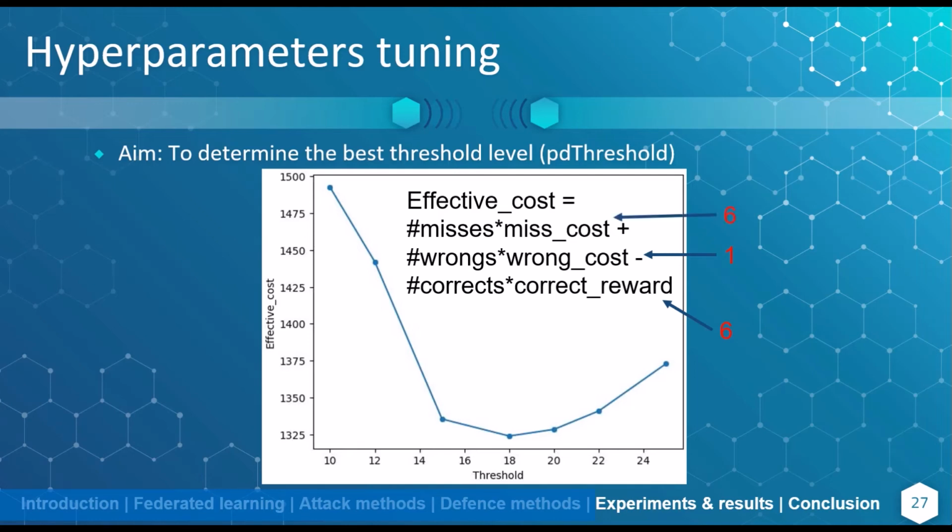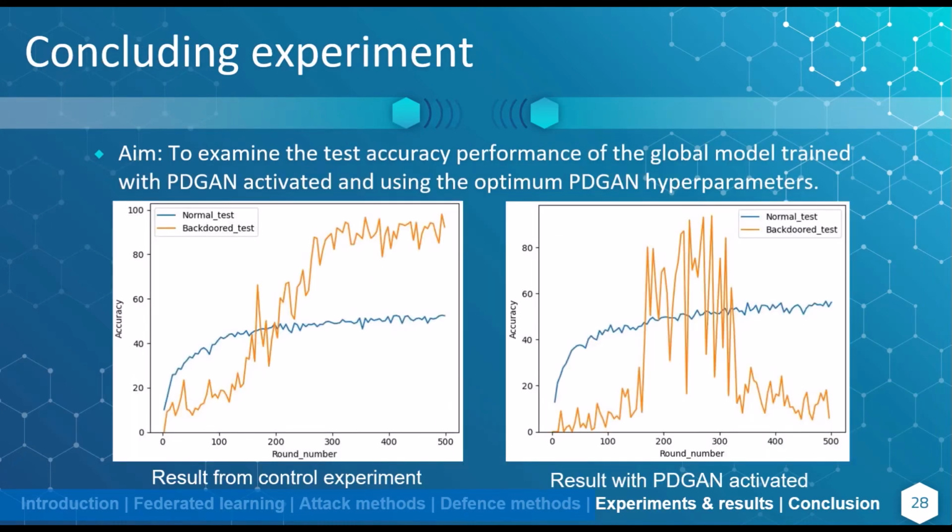Each miss was also assigned a cost of 6, which is equal to the reward, so that the resulting algorithm will not favor the idea of not attempting to purge any suspected malicious participants at all. As such, the threshold with the lowest effective cost, which was 18, was chosen as the value for the PD threshold parameter. In the final and concluding experiment, the optimum hyperparameters determined in the previous experiments were used in training a new federated model with PDGAN enabled.